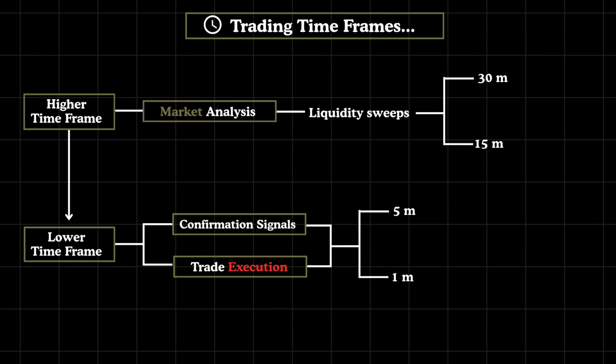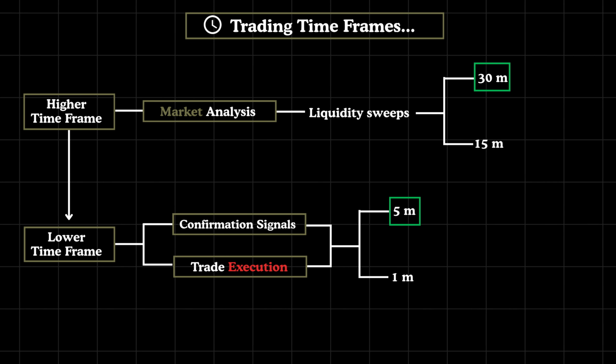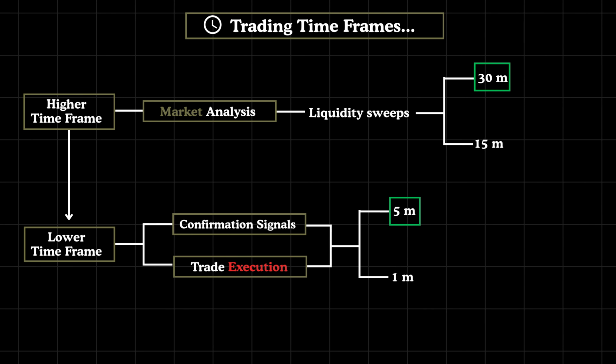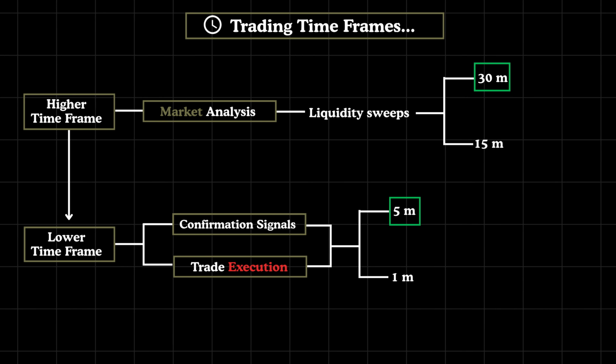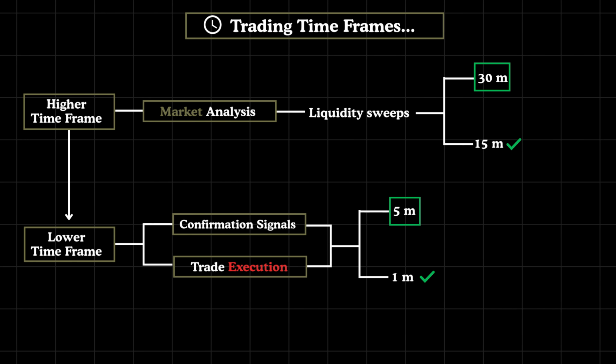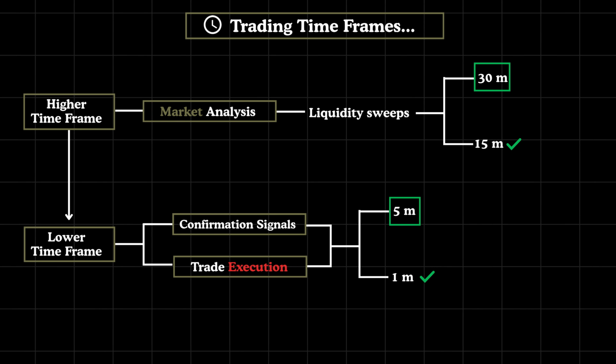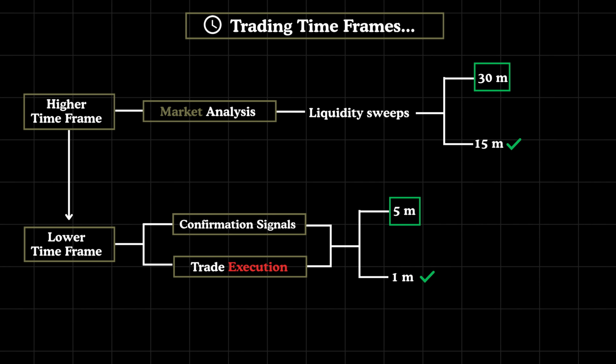Here's how it works. If you're analyzing on the 30-minute chart, shift to the 5-minute chart to confirm reversals and locate your entry. If you're working from the 15-minute chart, then zoom into the 1-minute chart for confirmation and execution. The beauty of this strategy is that it performs well in both cases. It's simply about choosing the time frames that suit your trading style and applying them with consistency.